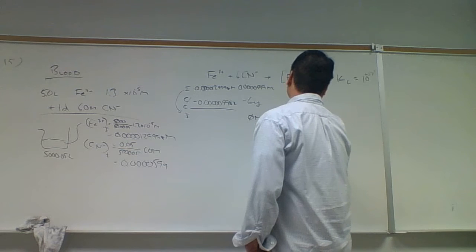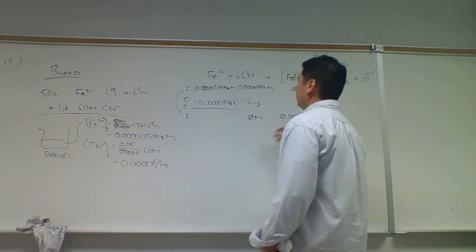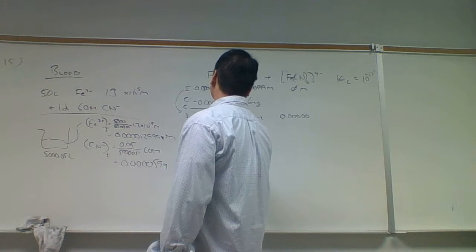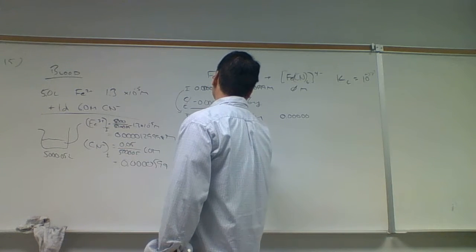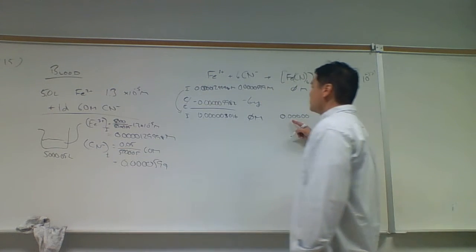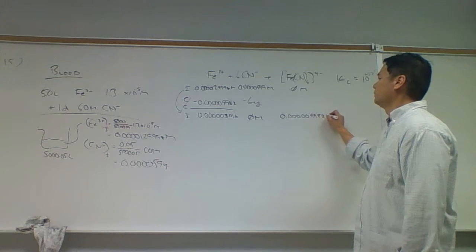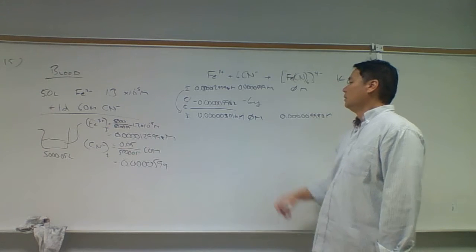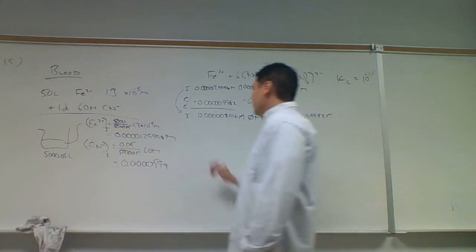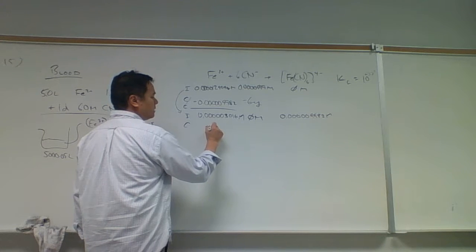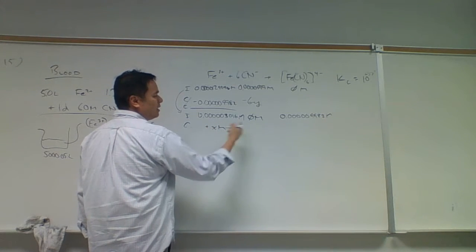Point 5 zeros, okay, 3016. And this is going to be 5 zeros, 9982 over here. All right, this is our reset, and then the change is going to go backwards, so this is going to be plus X molar.